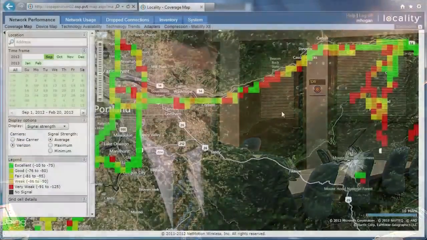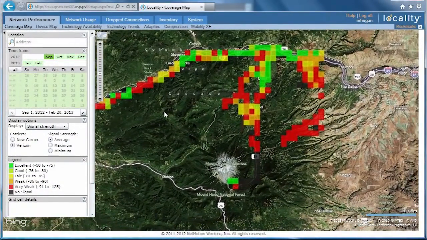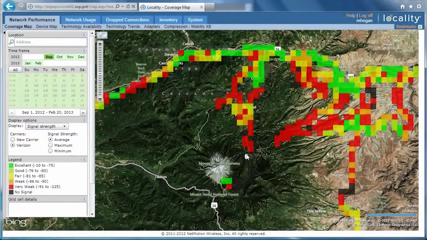NetMotion and Locality is an interesting product, and certainly the information that comes from that product is of prime relevance for us in that we oversee the broadband data collection and mapping program for Oregon.